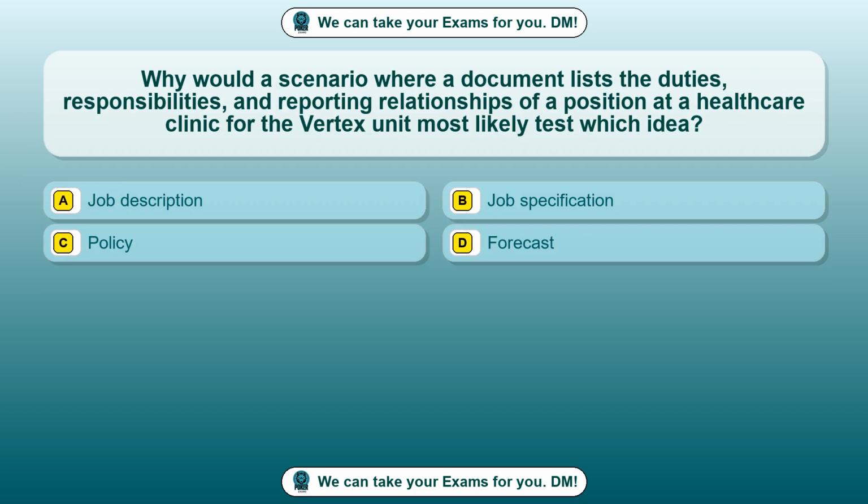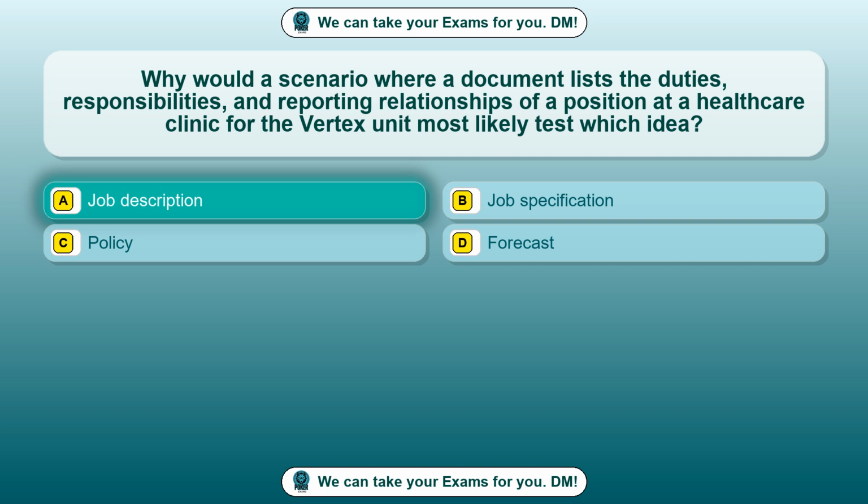Question 7. Why would a scenario where a document lists the duties, responsibilities, and reporting relationships of a position at a healthcare clinic for the Vertex unit most likely test which idea? Option A. Job description. Option B. Job specification. Option C. Policy. Option D. Forecast. The correct answer is option A.